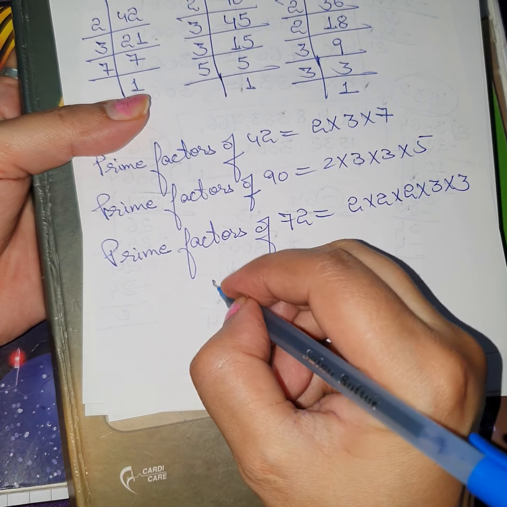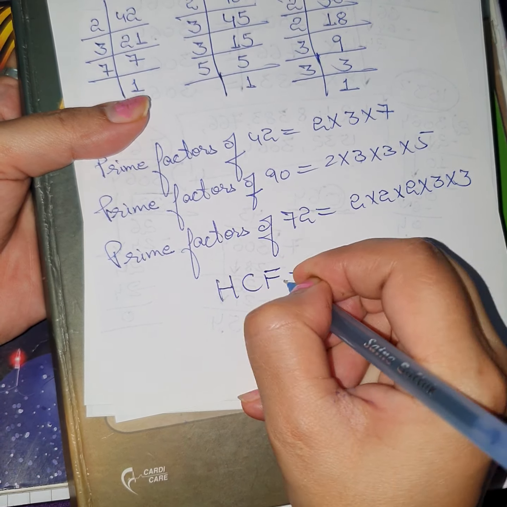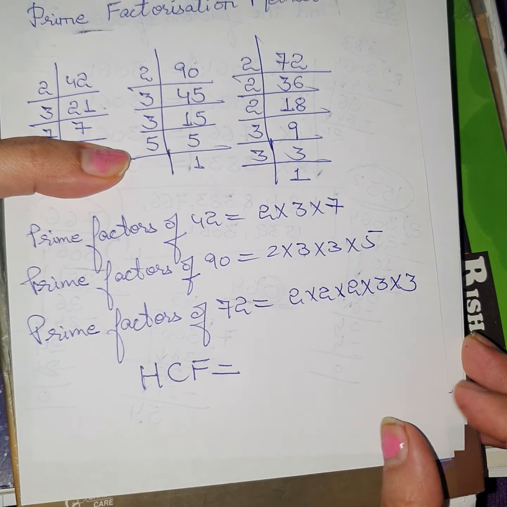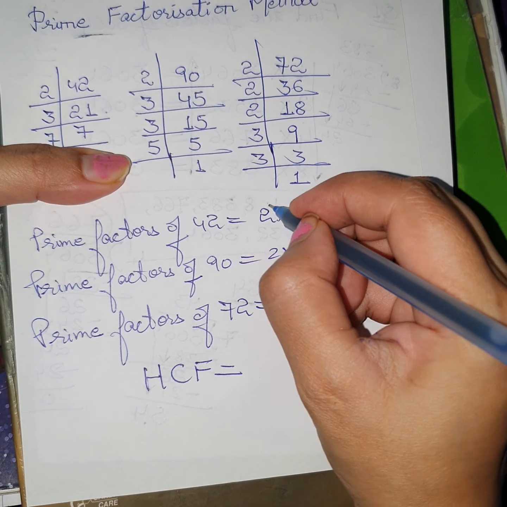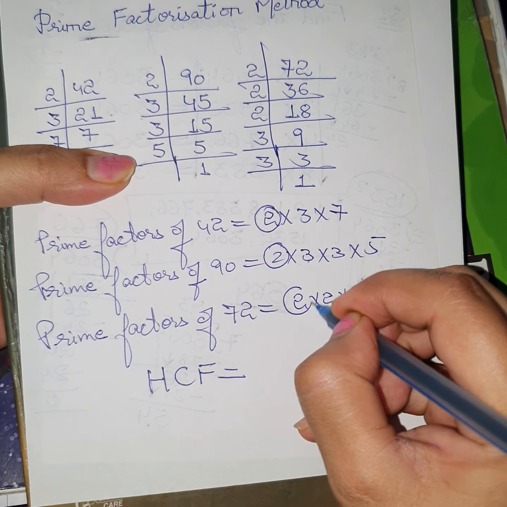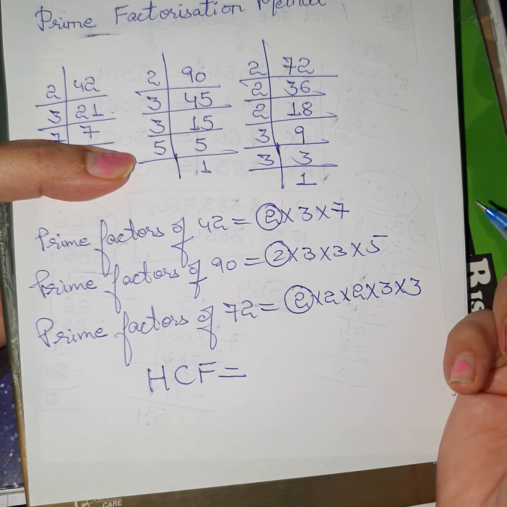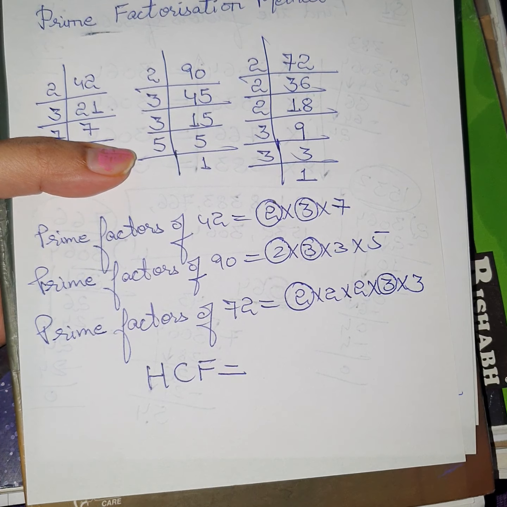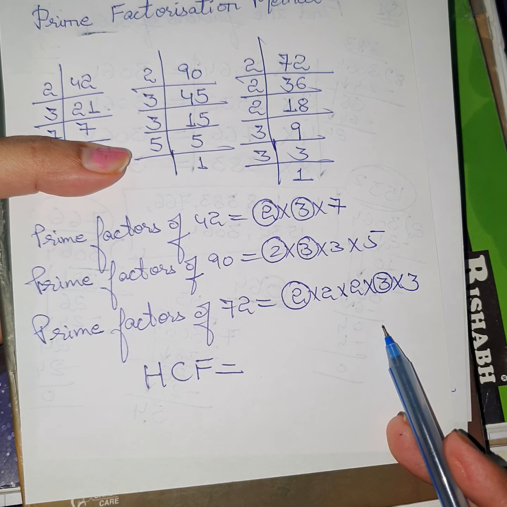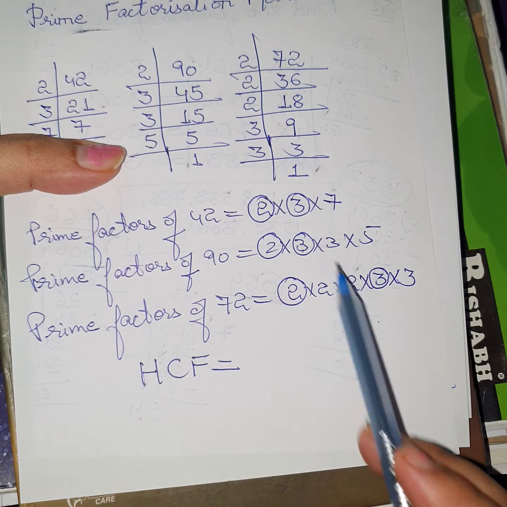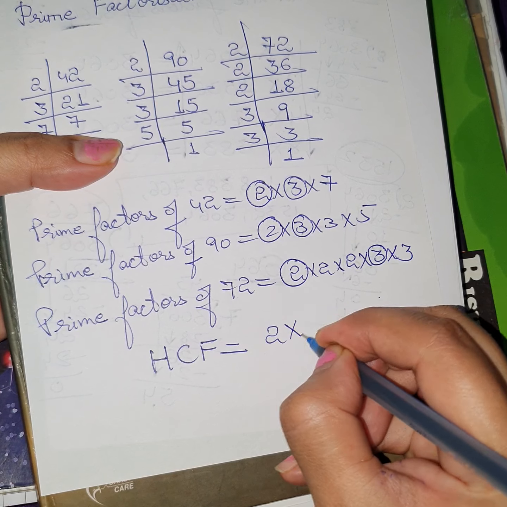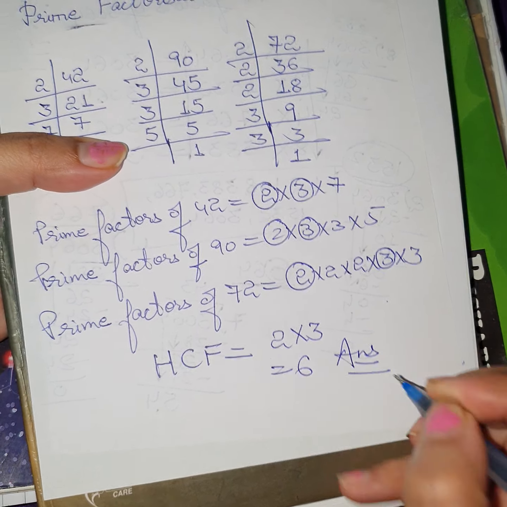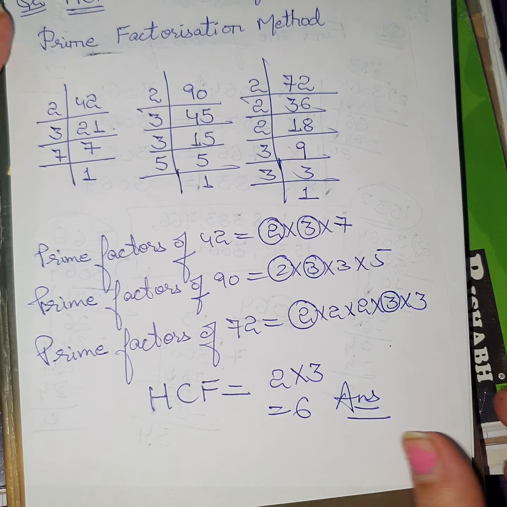Now we will find the HCF. And HCF, as I have told you, is the highest common factor. So the factor which is coming in all. So 2 is coming in all, right? And then the number 3 is coming in all. Only the common numbers we will take in HCF. So the common numbers are 2 in all and 3 in all. So you will take this 2 and 3 and multiply them. So 2 into 3 is 6. So this is the answer of HCF by the prime factorization method.